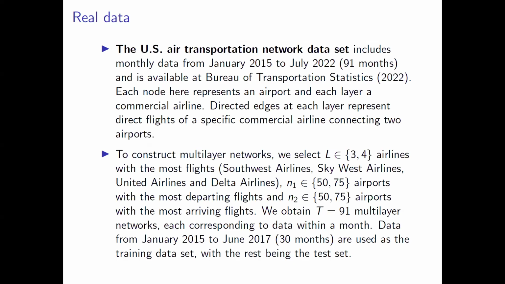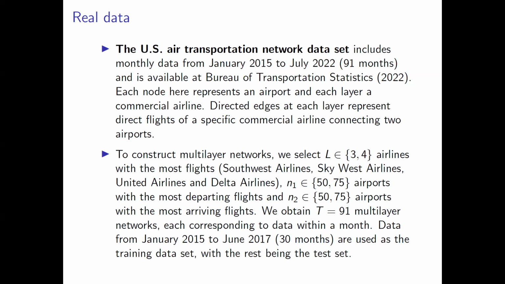Okay, so finally, for the real data, I go back to the transportation network, in this case, US Air Transportation Network data. And this is available at the Bureau of Transportation and Statistics. We look at these airlines: Southwest, SkyWest, United, and Delta. These are going to be layers, so each airline is a layer. And then we look at different numbers of airports, 50 or 75, to look at the sensitivity of the result. The airports that we choose are the largest, or the busiest, airports in the US.